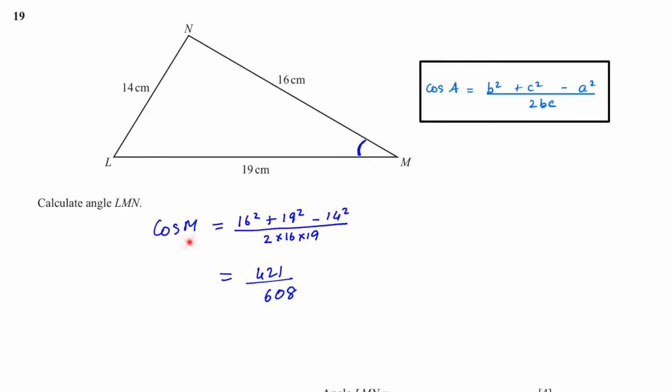If you want to find the angle, you will write M is equal to cos inverse this answer. And you just have to put it in the calculator and you will get 46.17. We'll round it to 1 decimal place, which will give us 46.2 degrees.